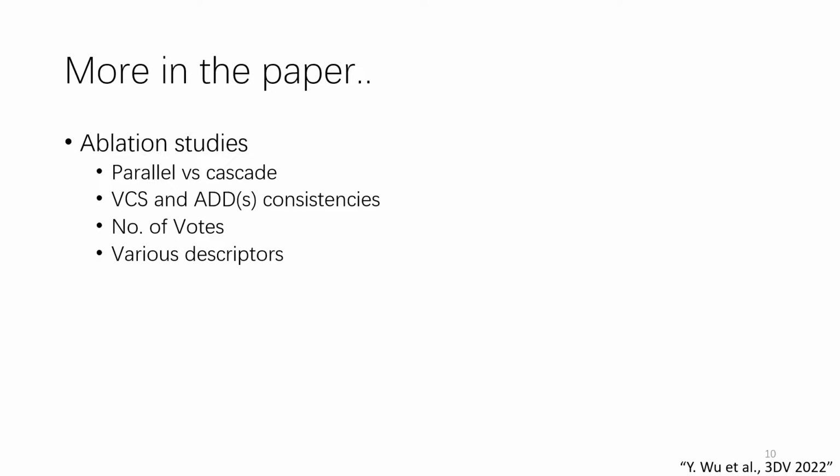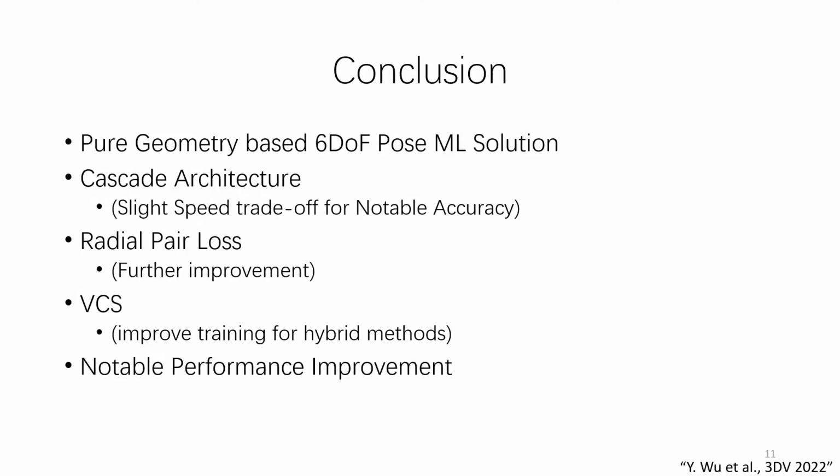Our paper includes more details of our experiments supporting our theory. For example, we compared the performance of parallel versus cascade architecture with similar capacity. We measured the consistency of VCS and the ADD(S) metric. Further, we investigated the impact of the number of points, in both parts of the network, including the regression part. Finally, we also explored various ML descriptors, including two hybrid encoders embedding classic feature descriptors PPF and FPFH.